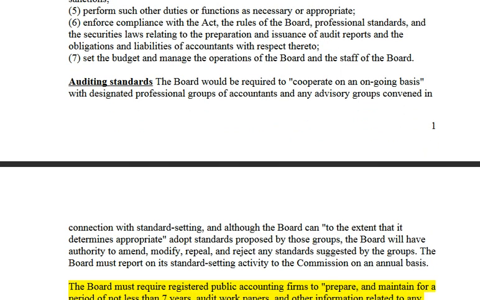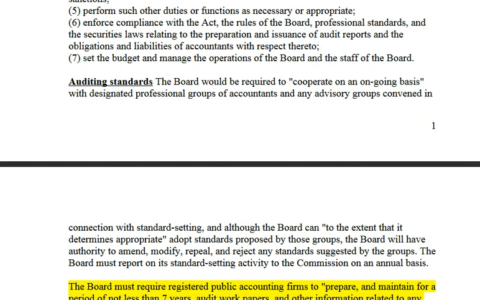The board shall perform other duties or functions as necessary or appropriate, enforce compliance with the Act, the rules of the board, professional standards, and the securities laws relating to the preparation and issuance of audit reports and the obligations and liabilities of accountants with respect thereto, and set the budget and manage the operation of the board and the staff of the board.